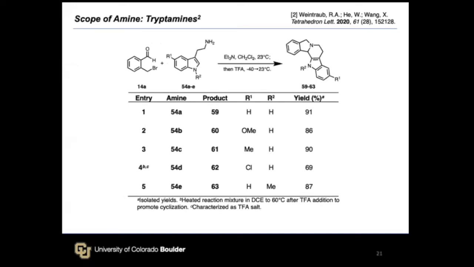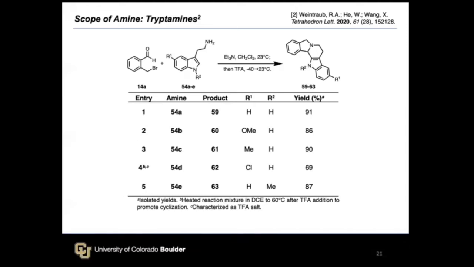Next, with our optimized conditions in hand, we investigated the scope of the amines, starting with substituted tryptamines. We found that substitution of the aryl ring, which is the R1 position, with an electron donating group gave similar yields to the unsubstituted tryptamine.